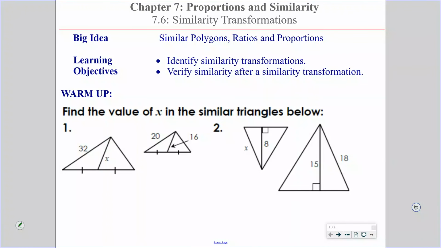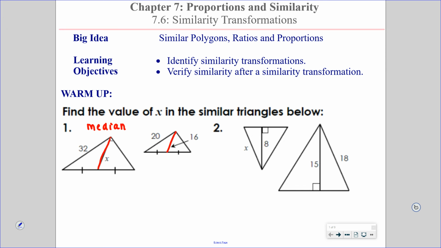In addition to these warm-up problems, I just asked students to also identify which special segment is shown in each set of similar triangles. It says find the value of x in the similar triangles below. I'm going to highlight the special segment here. Number one: what do we call that special segment I just highlighted? Median, right? From the vertex to the midpoint of the opposite side. These are medians.